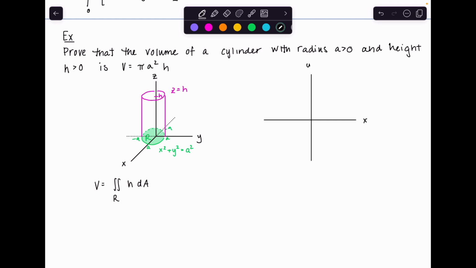So here is our XY plane zoomed in real nicely. We've got our circle of radius a, and this is the region R. So this is x squared plus y squared equals whatever this radius is squared. Okay. So let's do this. Again, the symmetry is really nice, so it doesn't matter. Let's set this one up as dx dy first.